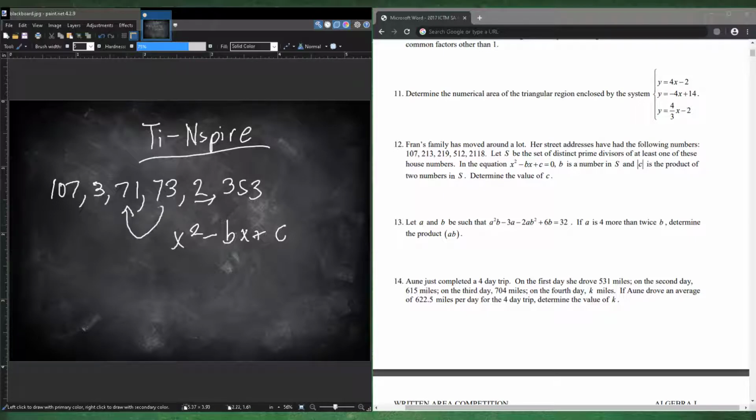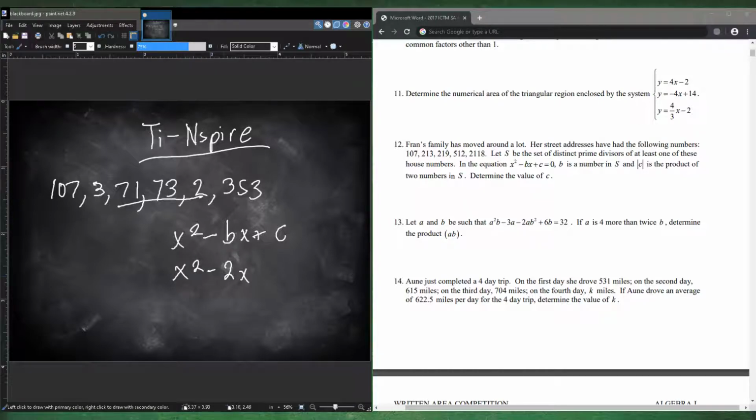We can make it from 71 and 73 subtracted from each other, right? 73 minus 71 is 2. Can we make a 753? There is no way. There are no numbers that can make that big a number. So the only one that makes sense is these three. So our B is going to be our 2, right?